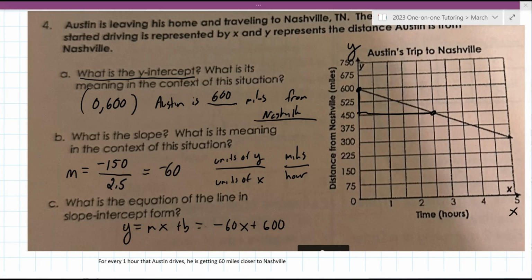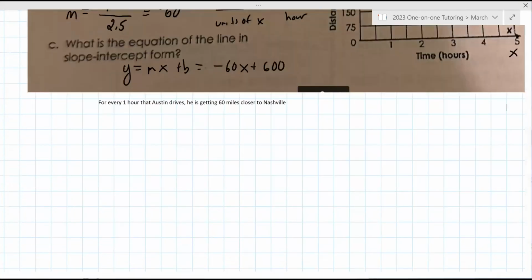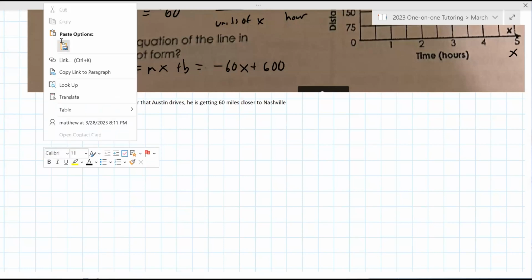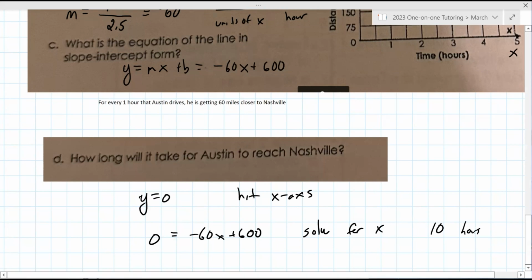Oh, I'm sorry. Part D. Matthew, there's part D. We can't go into the next one. All right. So in context, this means when does y equal 0? When does it hit the x-axis? So you have to set your equation equal to 0 and solve for x. It would be 10. 10 hours.